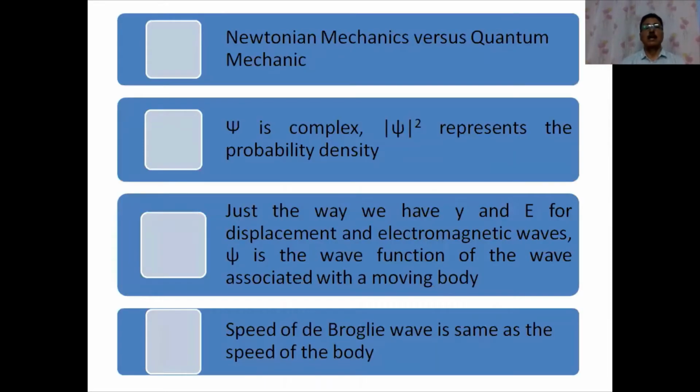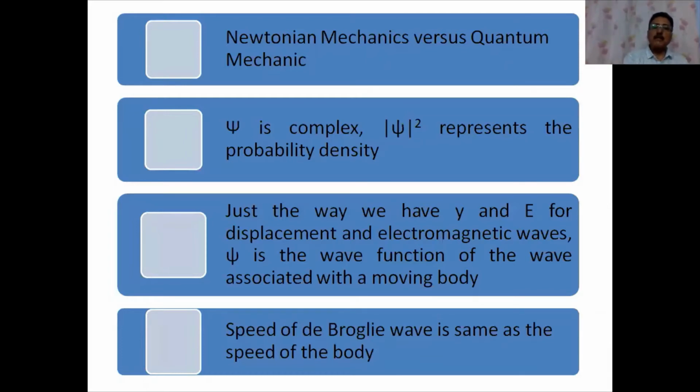And let us see what we have seen by far about the wave function psi. Number one, Newtonian mechanics versus quantum mechanics. Newtonian mechanics is about definitive values. Quantum mechanics is about probabilistic values. That is, in the macroscopic world, we have definitive values. In the subatomic world, where we apply quantum mechanics, we talk in terms of probabilities.